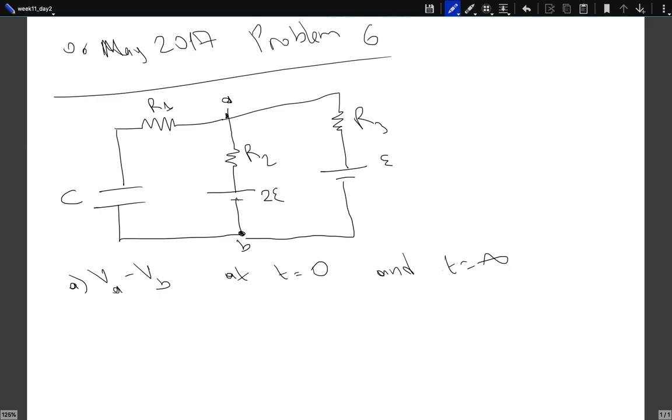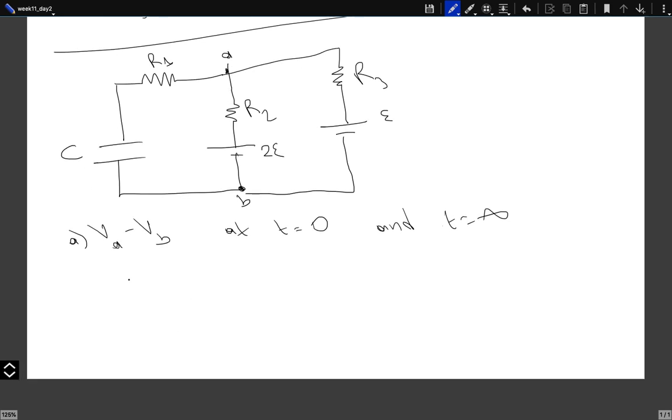Now let's start at t equal to 0. What happens at t equal to 0 to the capacitors? It's just as if it doesn't exist, because it doesn't create any potential difference. It doesn't influence the current at t equal to 0 since it is uncharged. So we can just imagine that at t equal to 0, the circuit would be just like this one.